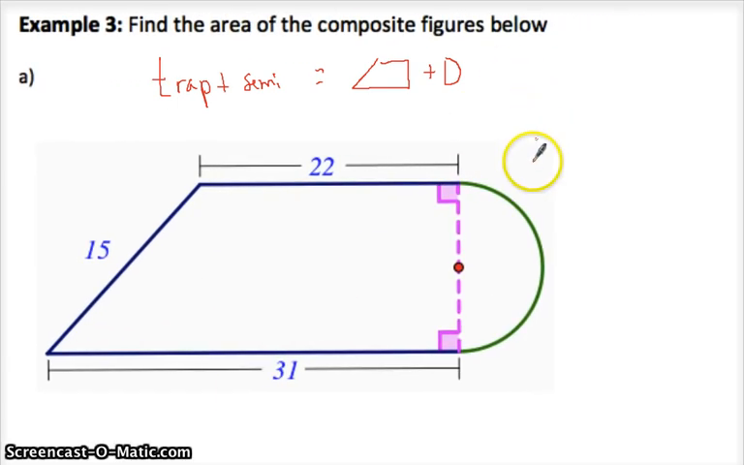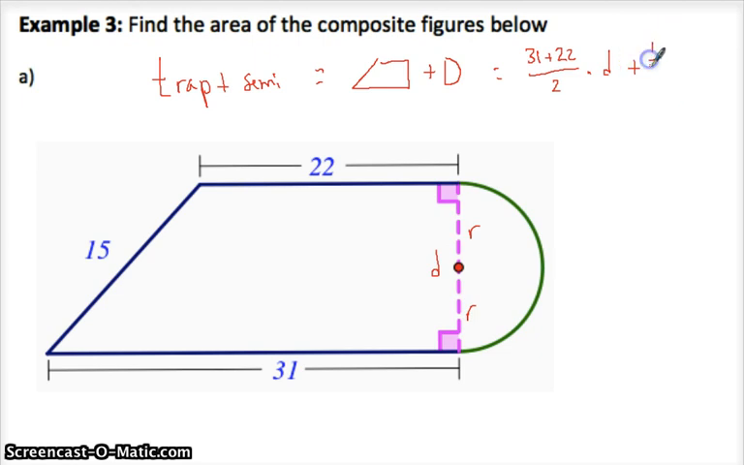Okay, so we need the trapezoid. The trapezoid is (base 1 plus base 2) divided by 2, times the height. Oh gosh, I need the height. I need this entire thing. I'm going to call this D for diameter. I need that diameter, and then I'm going to add on half of this circle. I'm going to call that diameter and call this radius.